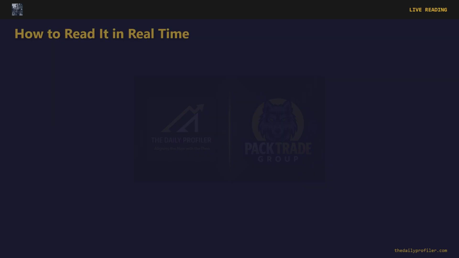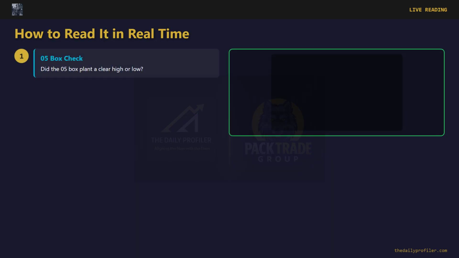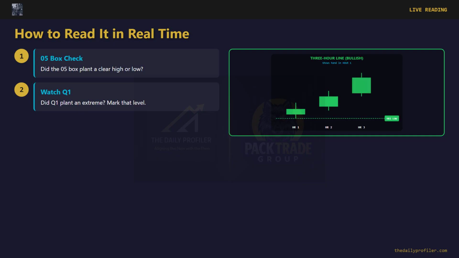Let me walk you through how to read this in real time. The market opens at 9:30. You're watching the first 5 minutes, the O5 box. Step 1. Did the O5 box plant a clear high or low? Check for basis point breaches. If price breaks 10 basis points in one direction and holds, you have your first line signature.